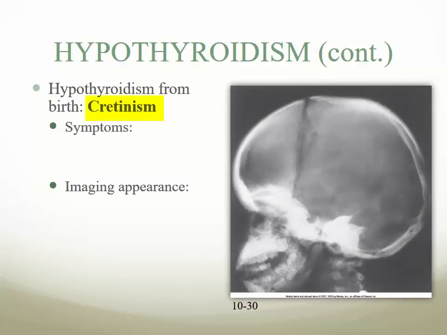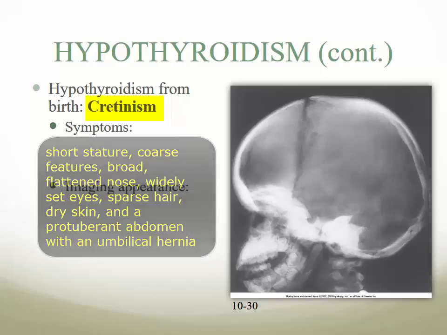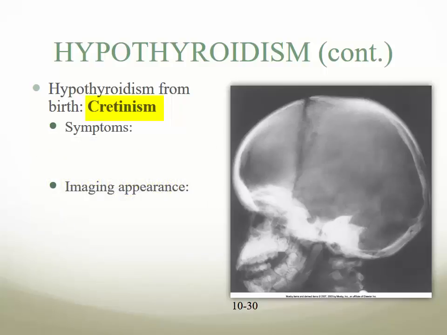Children with cretinism typically have a short stature, coarse features with a protruding tongue, broad, flattened nose, widely set eyes, sparse hair, dry skin, and a protuberant abdomen with an umbilical hernia. The major radiographic abnormalities in children include a delay in the appearance and subsequent growth of ossification centers and retarded bone age. Skull changes are common and include an increase in the thickness of the cranial vault, under-aeration of the sinuses and mastoid air cells, widened sutures with a delayed closure, and a delay in the development and eruption of the teeth.